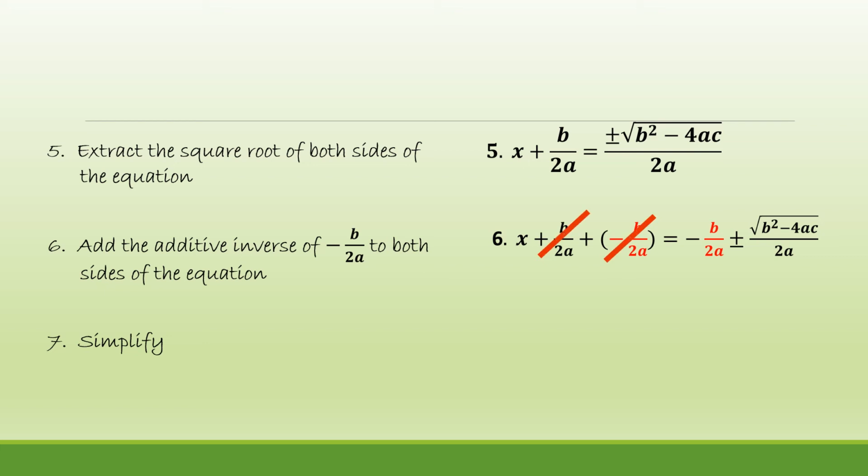So since in step 6 we have b over 2a plus negative b over 2a, that would be equal to 0. So our final equation would be x is equal to negative b plus or minus the square root of b squared minus 4ac all over 2a.